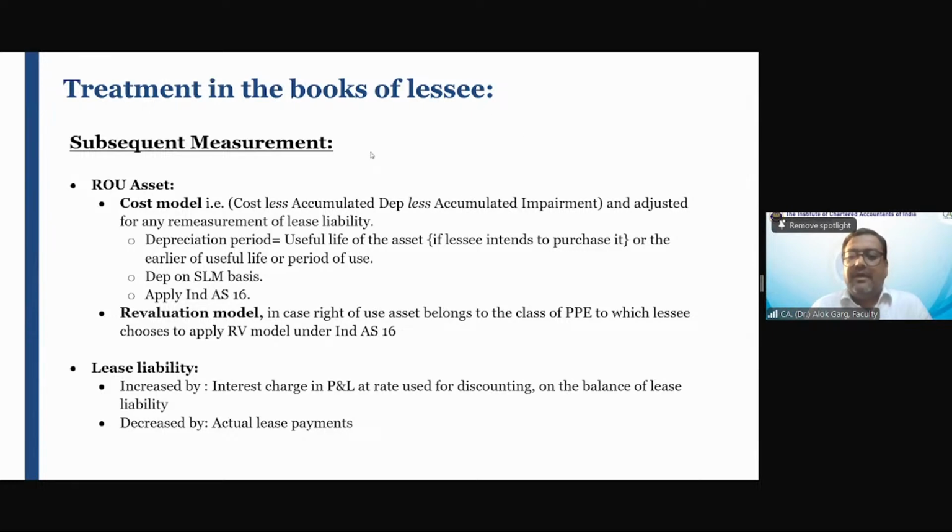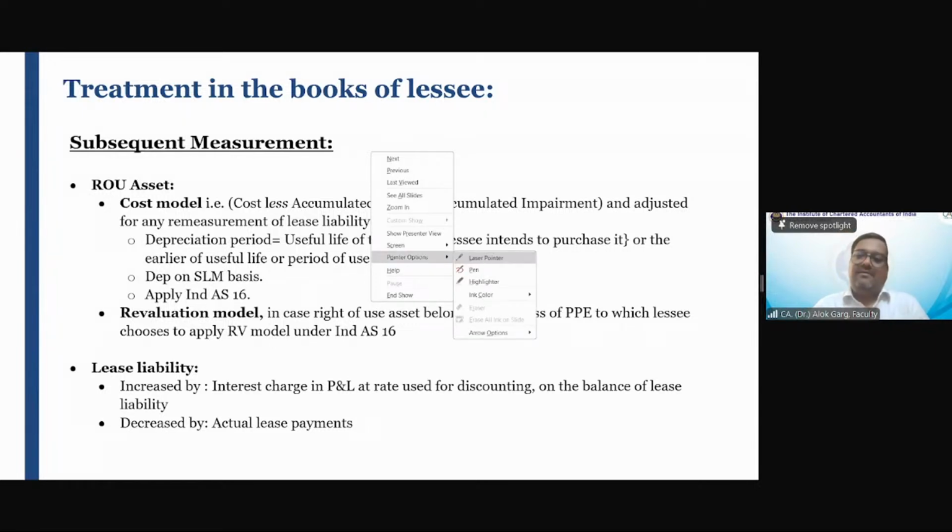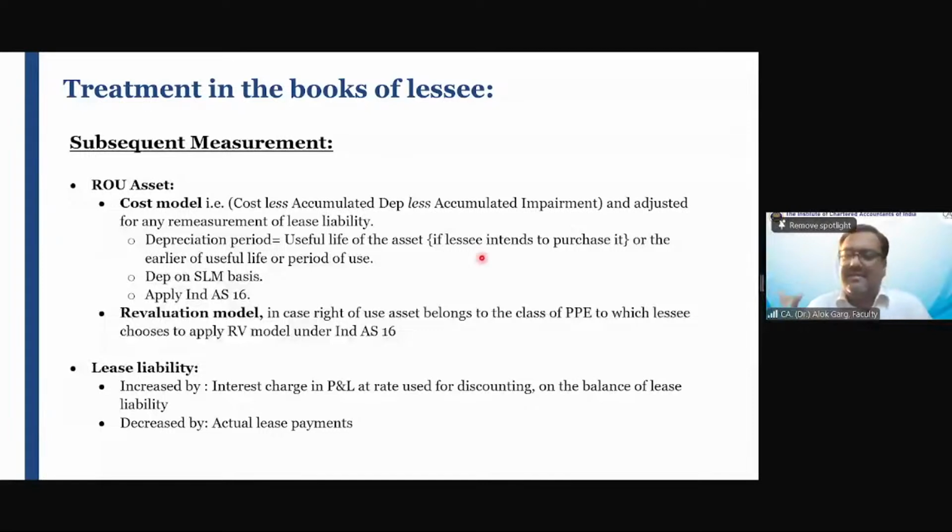Okay. Revaluation model. If the asset which the lessee has taken on a lease basis, the lessee has same assets as per its owned portfolio as well. Lessee has taken an office building on a rental basis in Delhi. Lessee has office buildings in Mumbai, Ludhiana, Panipat, Amritsar. Lessee has 4 buildings. And the 5th building lessee has taken on a lease basis. Same class of asset, right? And for the 4 buildings, lessee has opted for revaluation model.